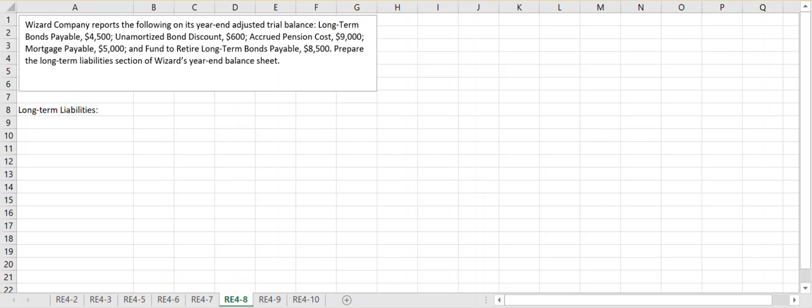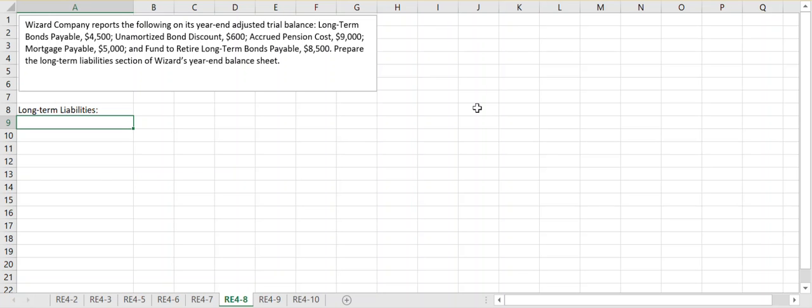In this example video, we're going to look at review exercise 4-8, and we're going to put together the long-term liability section of our balance sheet. They tell us that the Wizard Company reports the following on its year-end trial balance. They have long-term bonds payable, an unamortized bond discount, accrued pension cost, a mortgage payable, and the fund to retire long-term bonds payable. And again, they want us to prepare the long-term liability section of the Wizard's year-end balance sheet.